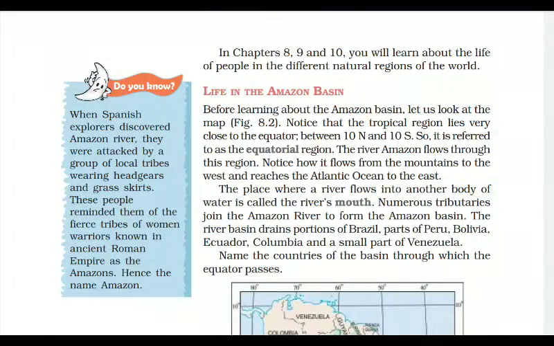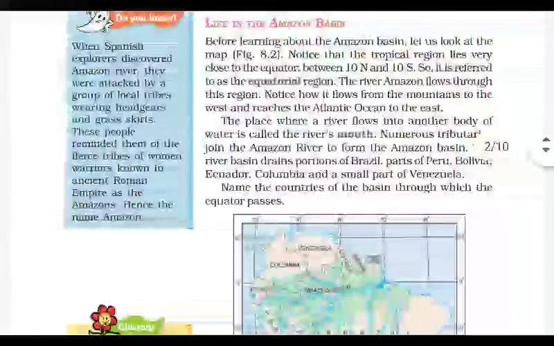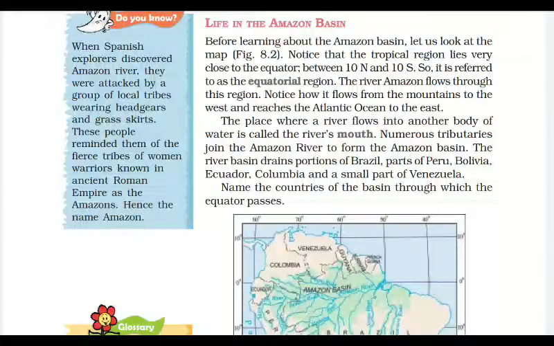Notice that the tropical region lies very close to the equator. Now, what is the equator? It divides the hemisphere into two equal parts, between 10 degrees north and 10 degrees south, so it is referred to as the equatorial region. The river Amazon flows through this region. Notice how it flows from the mountains in the west and reaches the Atlantic Ocean in the east.